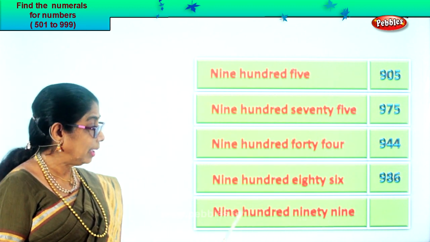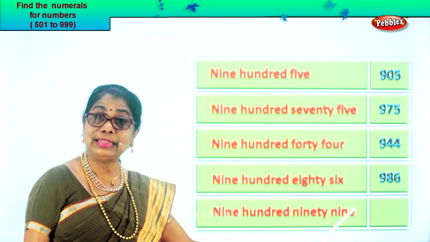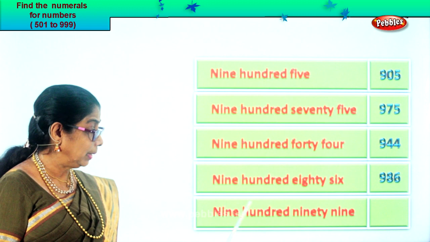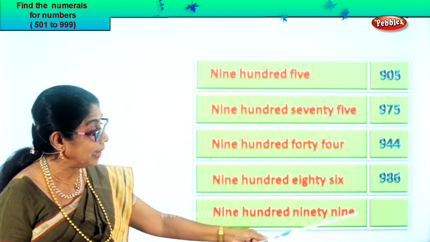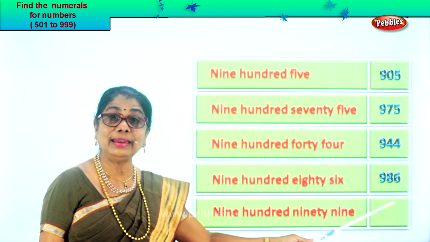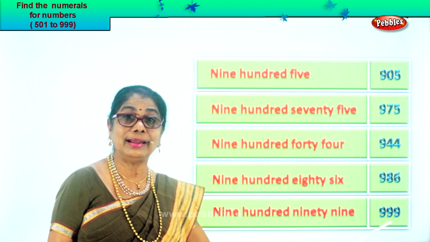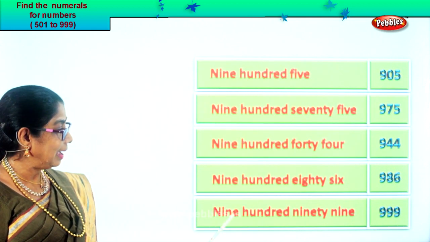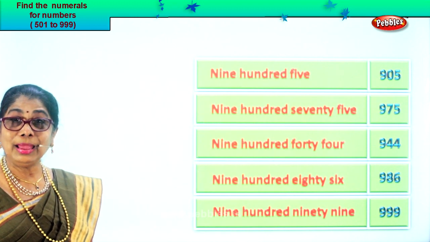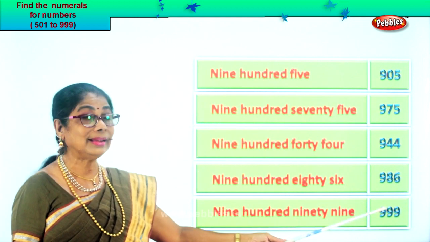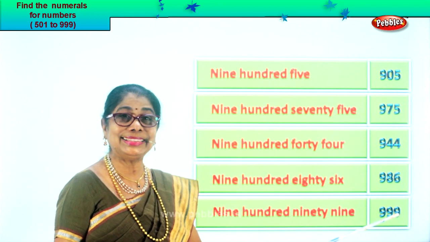999. When you say 99, 9 in the ones place, 9 in the tens place, and here 900, 9 in the hundred place. So you write 999. So we have 3 nines here. Good. So we learned to read the number name and place the correct numeral in each of the boxes. Did you enjoy the exercise? Good.